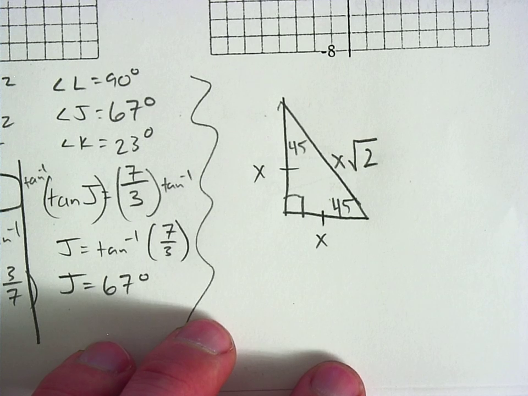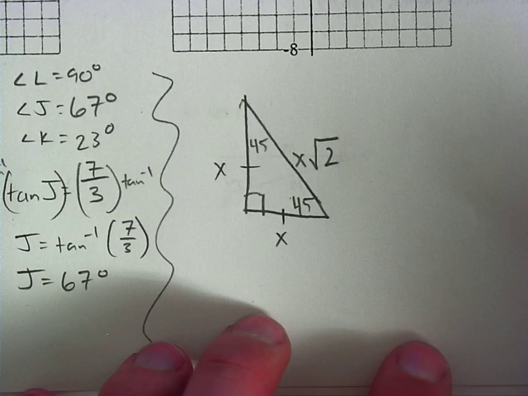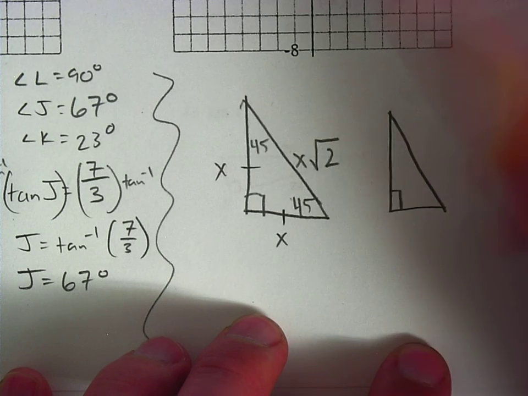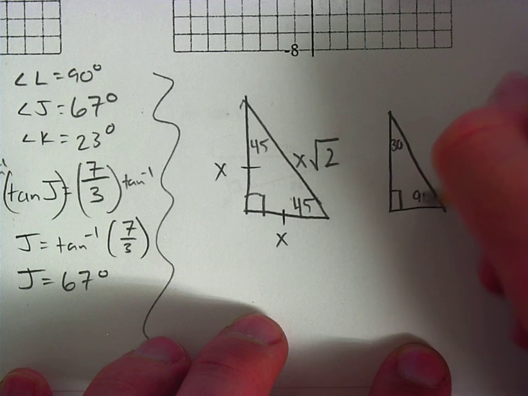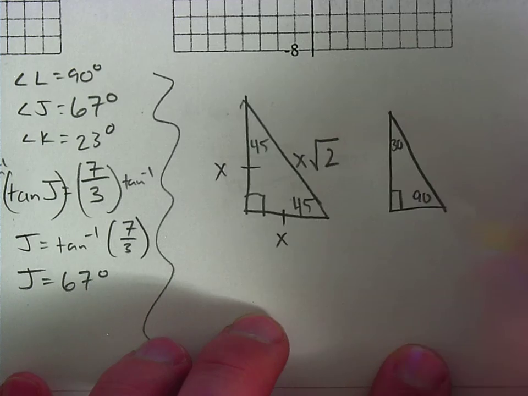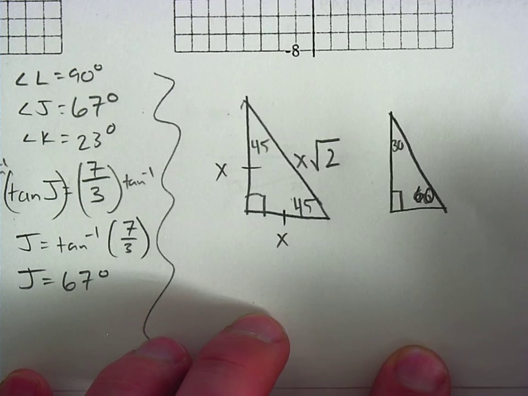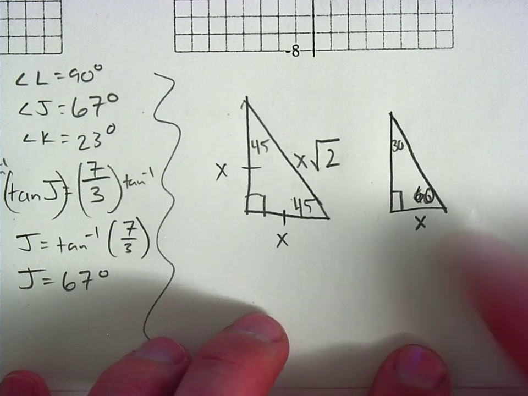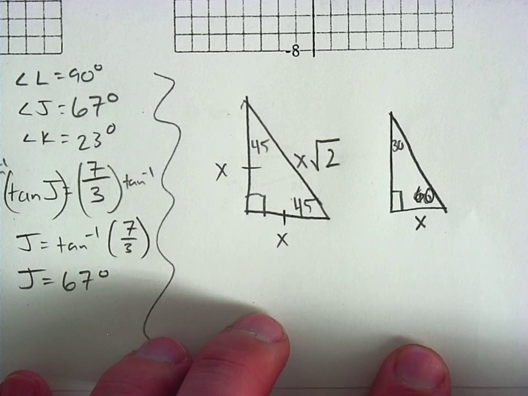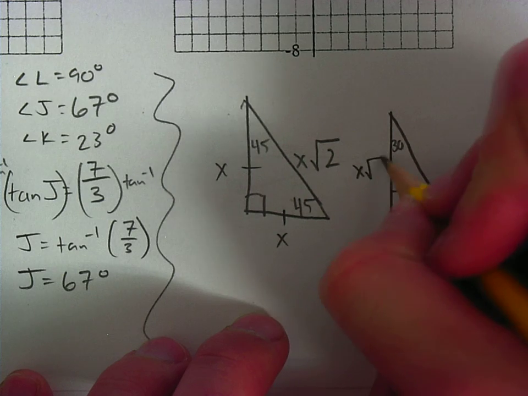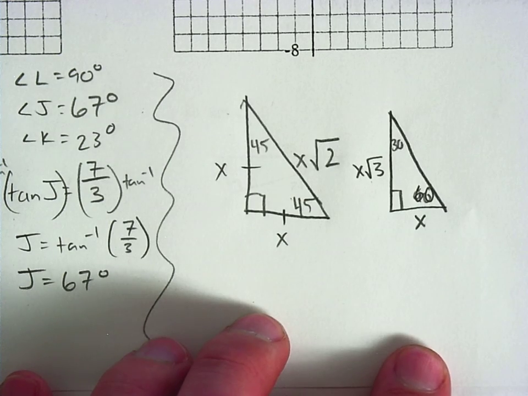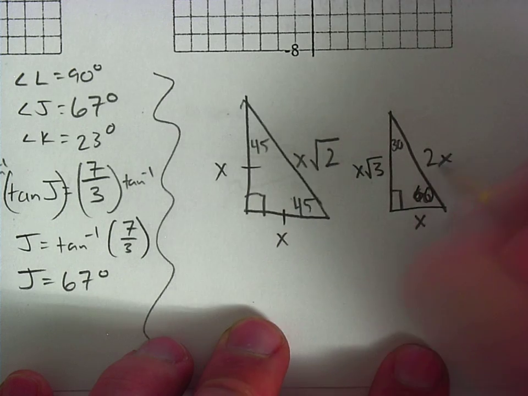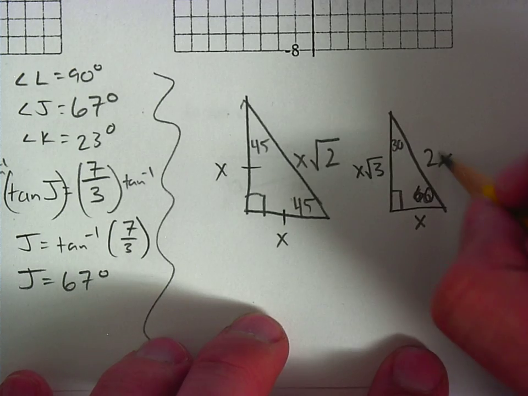And just as a quick refresher as well for our 30, 60, 90s, if I had a triangle that was 30 degrees and 60 degrees on the other angle, then the short leg would be across from the 30-degree angle, and it would be x. The long leg we could find just by multiplying the short leg by the square root of 3. And then the hypotenuse would be that short leg times 2.